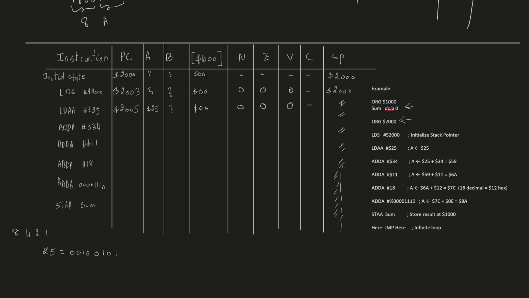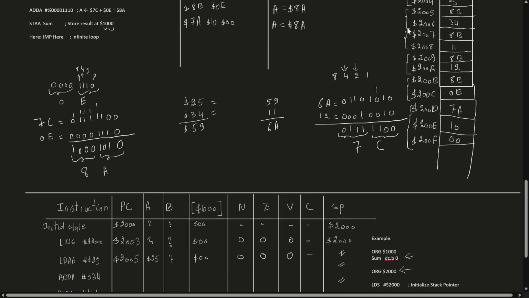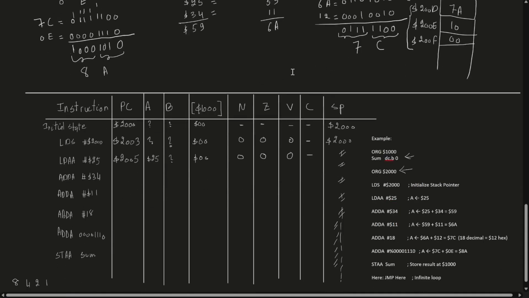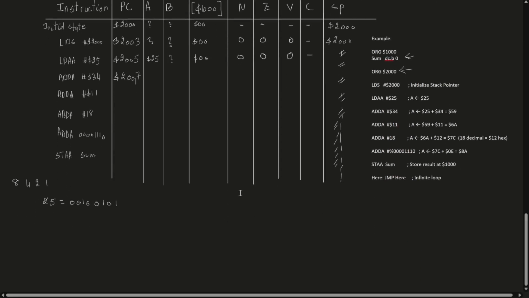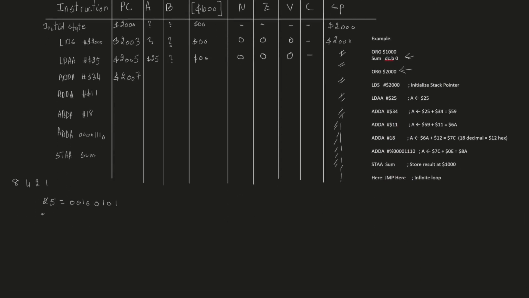So let's move to the next one, add 34 to accumulator A. So the program counter will be pointing to the next instruction. So after 2005, we have 2007. I think I said the stack pointer, the program counter will be pointing to 2007. And then we're gonna add 34 to 25. So let's do it in binary. We know this is 59, but in binary, we can figure out the flags.